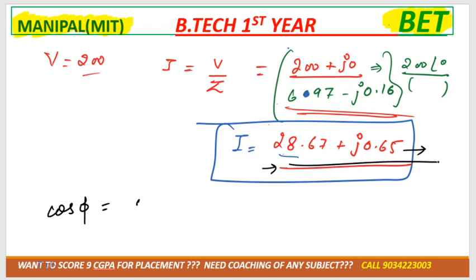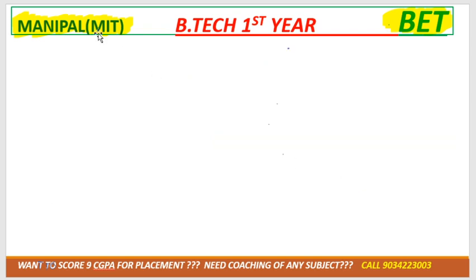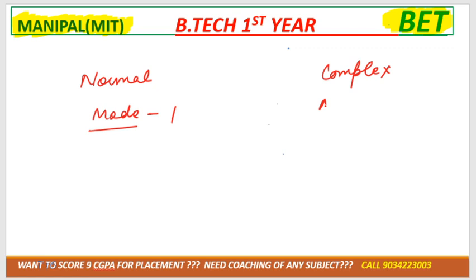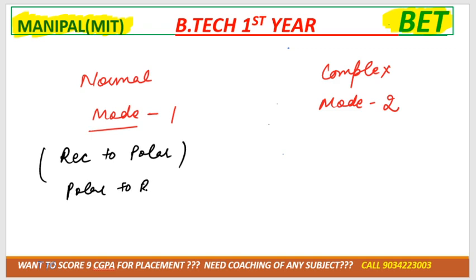So we need to convert this into polar form, right? There are two things basically. One is in your calculator in normal mode. How will you get your calculator in normal mode? By pressing mode, then one button. If you want to put it in your calculator complex mode, then how will you get it? Press mode, then press 2. Okay. For conversion, like if you want to do rectangular to polar conversion or polar to rectangular conversion, your calculator must be in normal mode.